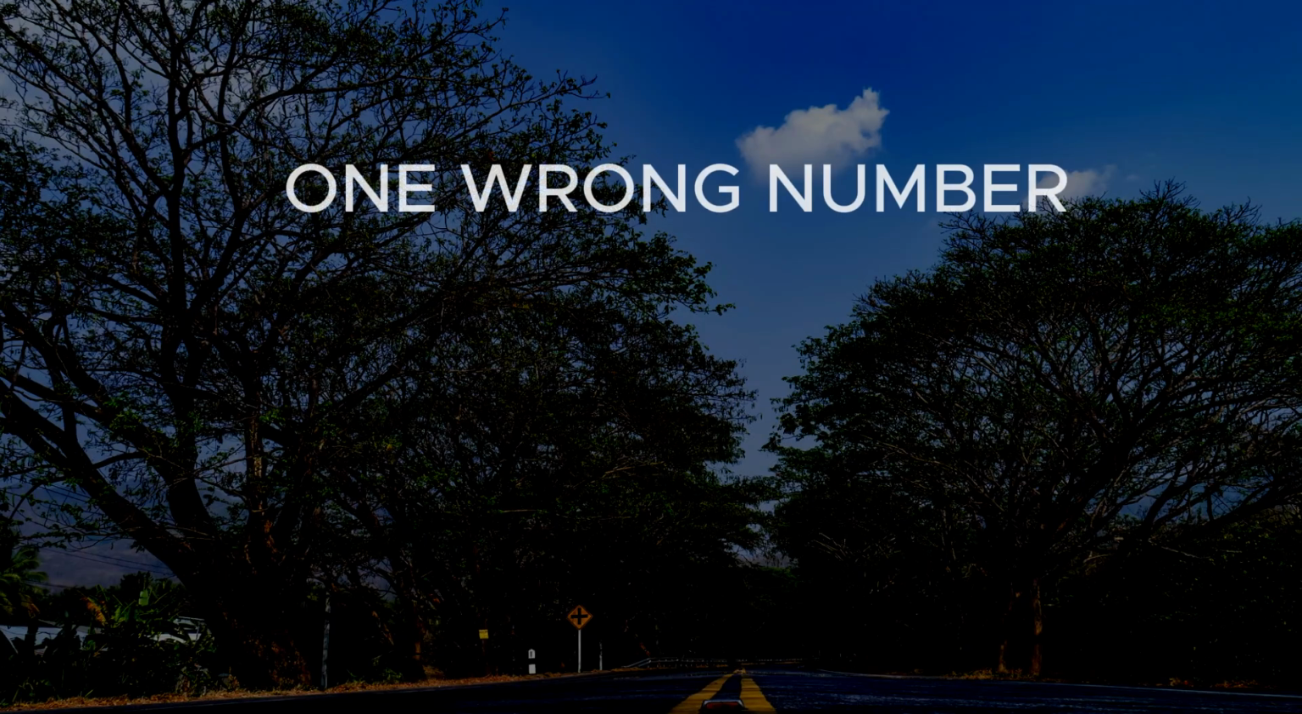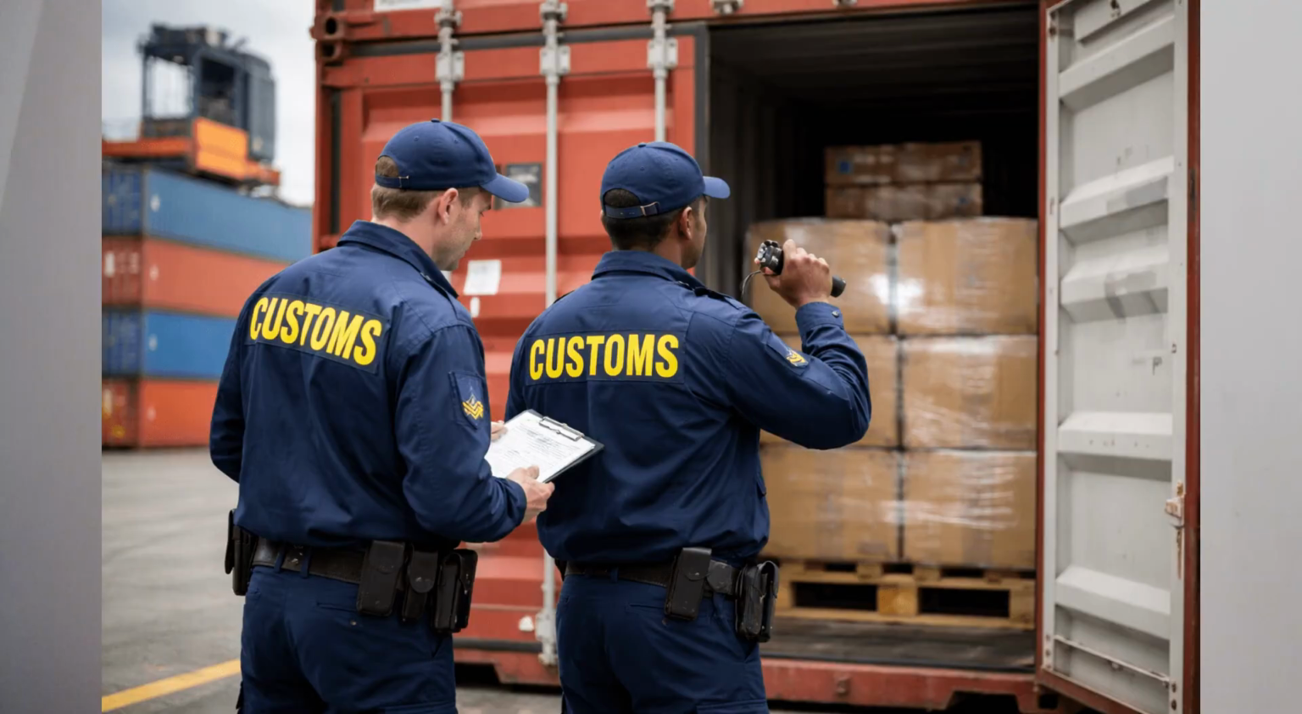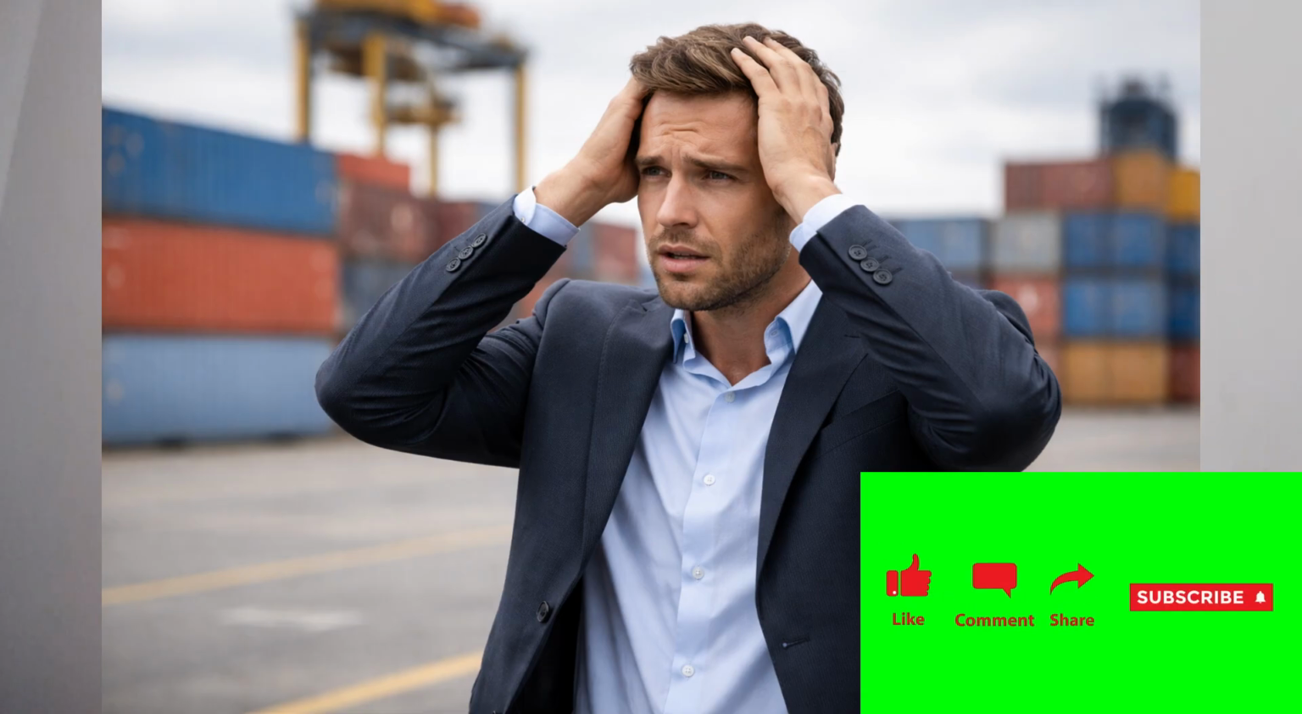Imagine losing 4 million in 5 minutes because of one wrong number on your invoice. That is what happens when you misclassify your HS code. An importer declared a machine under 10% customs duty. However, customs reclassified it under 30% duty. Same goods, same invoice, same shipment. The difference: one wrong HS code.